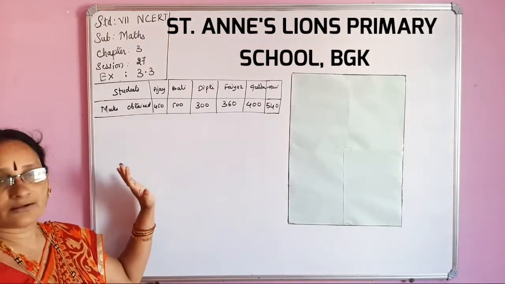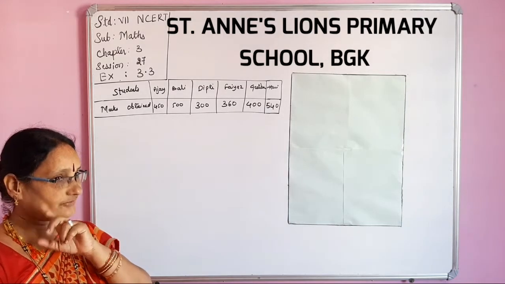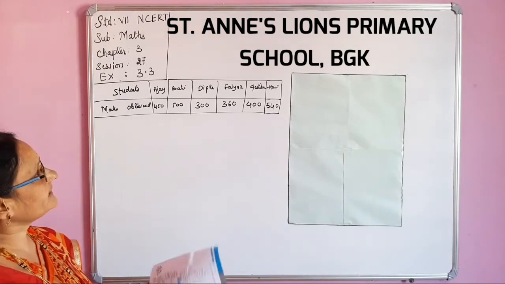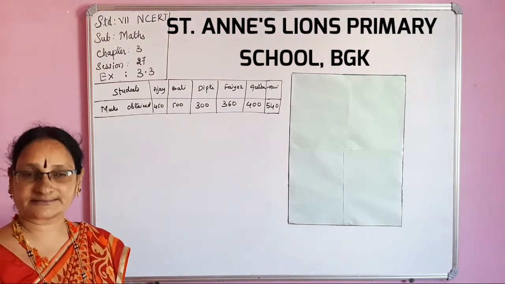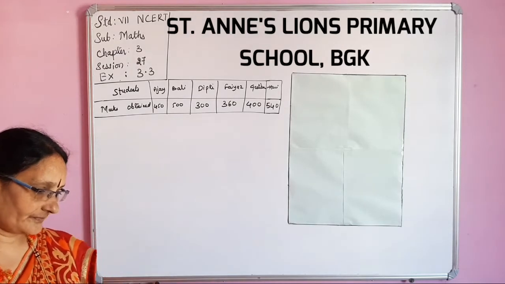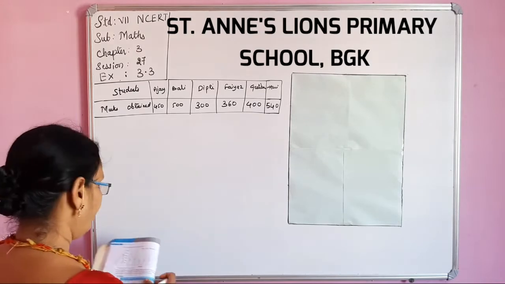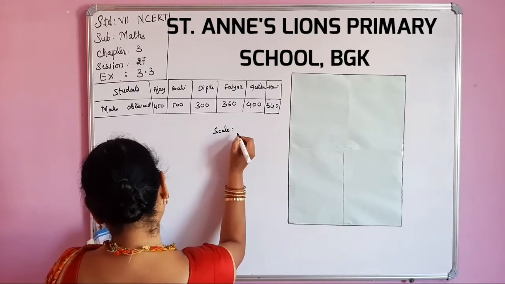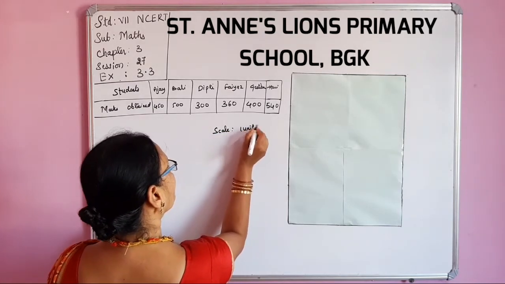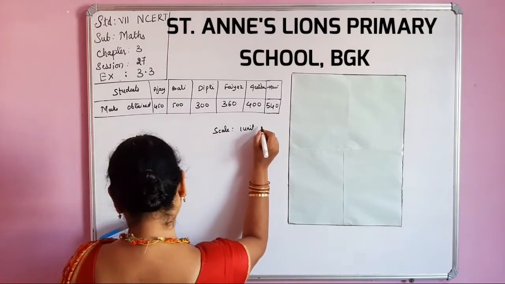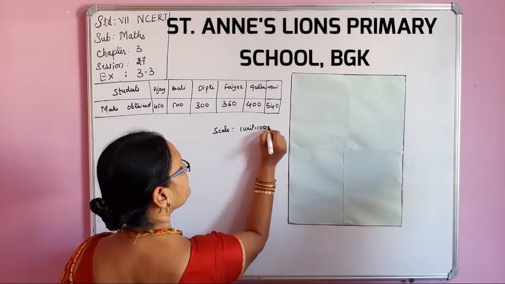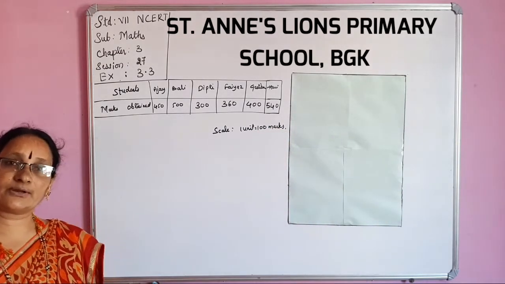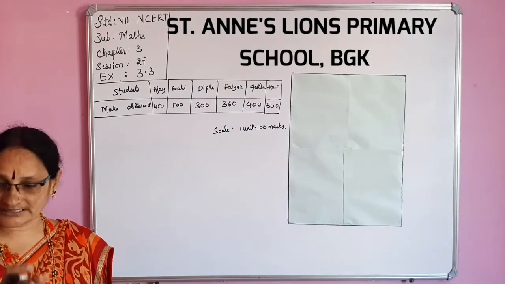Now we learn it. Observe keenly so that you can do the exercise very easily. First, how is the data? The data is in terms of hundreds. Then how to choose the scale? First you have to choose the scale. 1 unit is equal to 100 marks, since all are in terms of hundreds. Only this much. Then you can write the x-axis and y-axis separately.